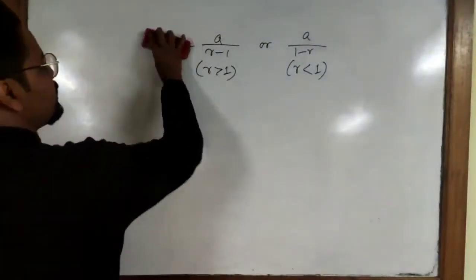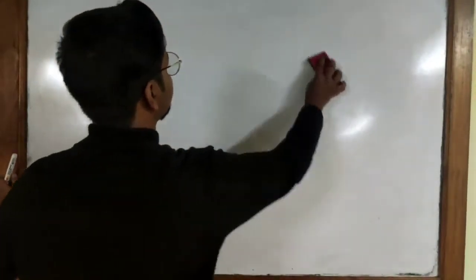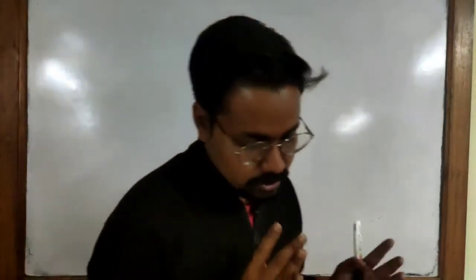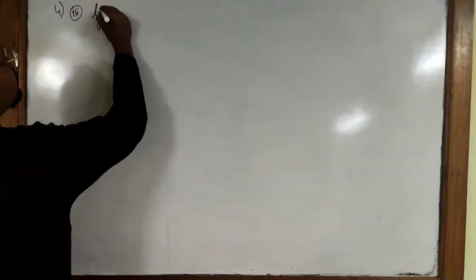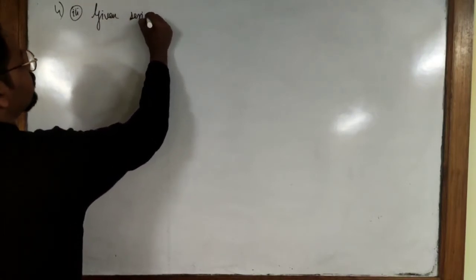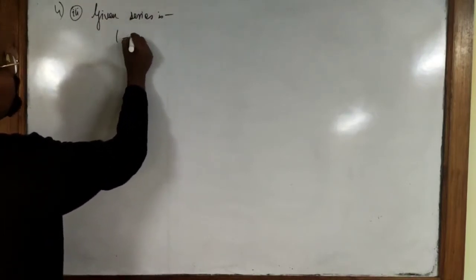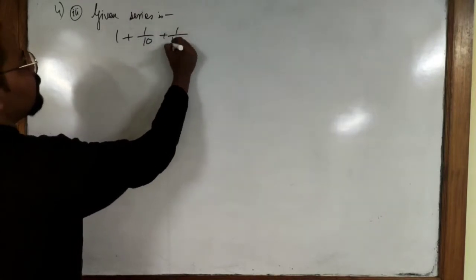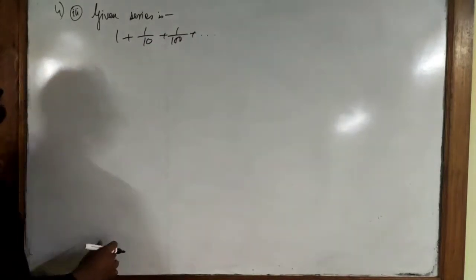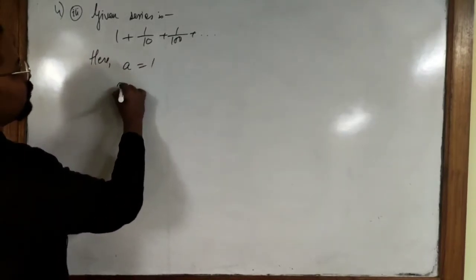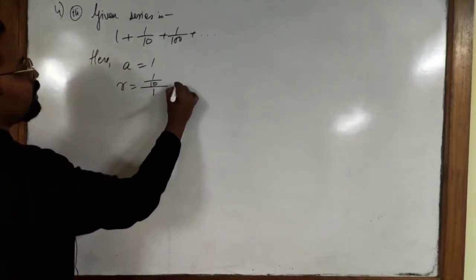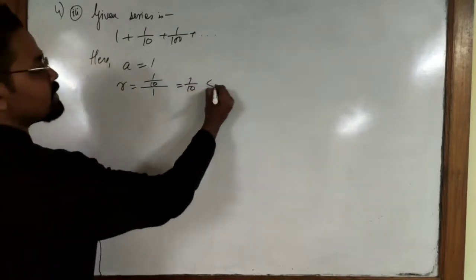So what is the given question? They have given a series 1 plus 1 by 10 plus 1 by 100 up to infinity and asked to find the sum. So number 3 of 4, the given series is 1 plus 1 by 10 plus 1 by 100 plus dot dot dot. So here the first term is 1, the common ratio is 1 by 10 divided by 1, that is 1 by 10, which is less than 1.